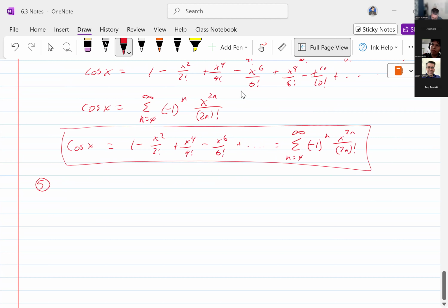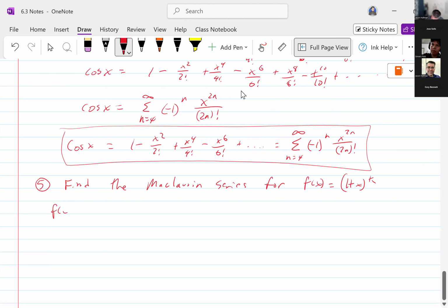Okay, number 5. Find the Maclaurin series for f of x is equal to (1 plus x) to the k power. So this is a binomial, a binomial to the kth power. How can we find the Maclaurin series, a power series, for this particular binomial?